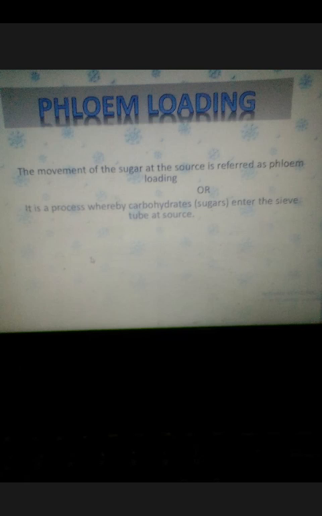Okay, so phloem loading is the first step of translocation. Phloem loading is nothing but the movement of the sugar, that is the photosynthetic product. That substance has to be translocated at the source. What is the source? That source will be leaf. Okay, that is referred as phloem loading, or in other case, in terms we can say it is a process whereby carbohydrate, that is photosynthetic product sugar, enter the sieve tube at the source. Sieve tube is nothing but one of the part of phloem. Okay, we have seen yesterday.